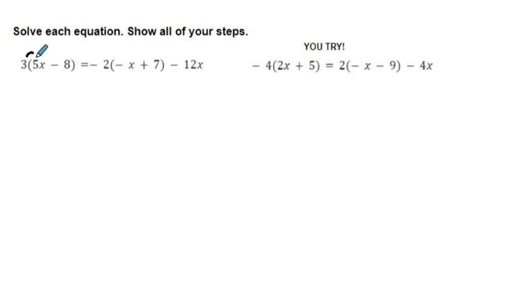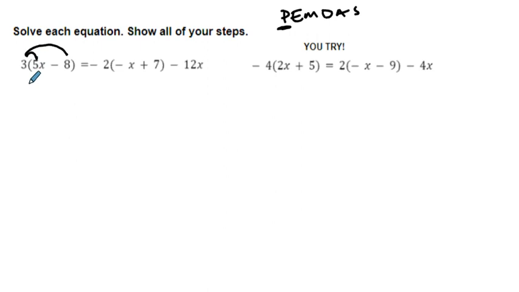So we've got 3 times 5x and 3 times -8 that we're going to have to distribute over here, because you always have to deal with your parentheses first. Think about PEMDAS: parentheses are the first thing. In this case, it means dealing with them by multiplying, getting rid of them. Once we get rid of them, we can collect things and move things around from there.